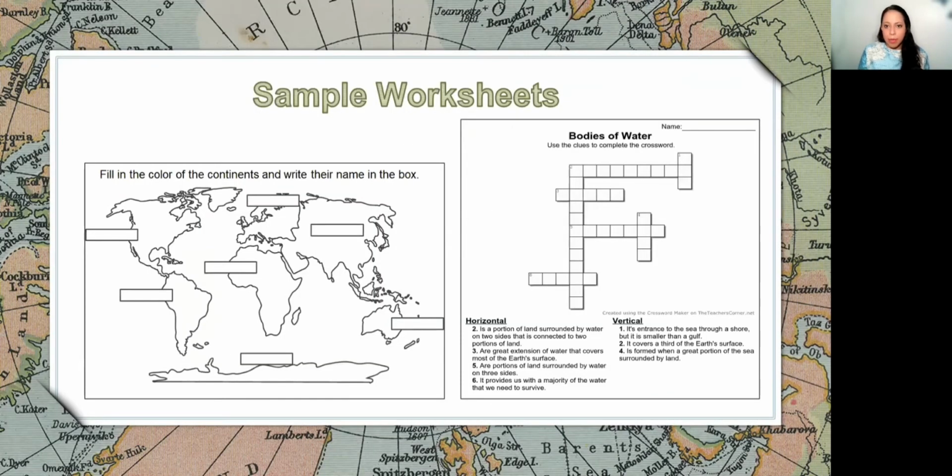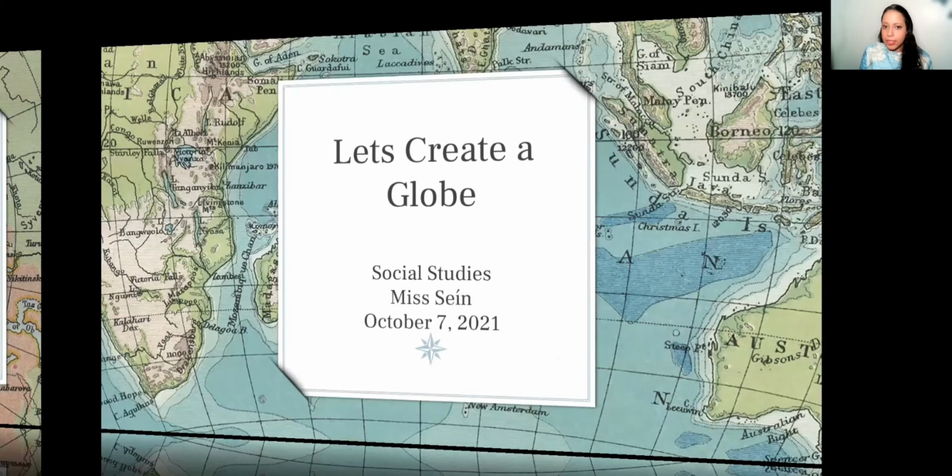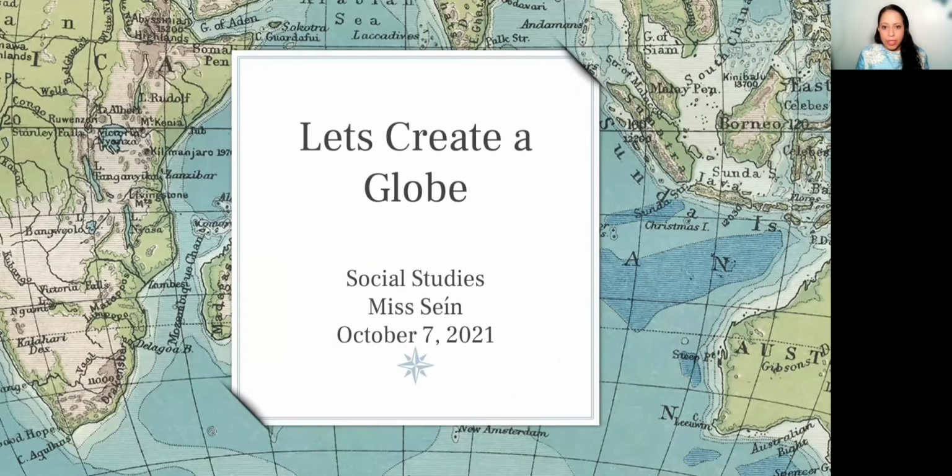These are some examples of worksheets that we worked on previously to the class that I'm going to talk about in a few minutes. And this is a worksheet where they needed to label the continents. And here is a worksheet of a crossword puzzle about bodies of water. Now let's get into details about the 3D model or globe creating class.